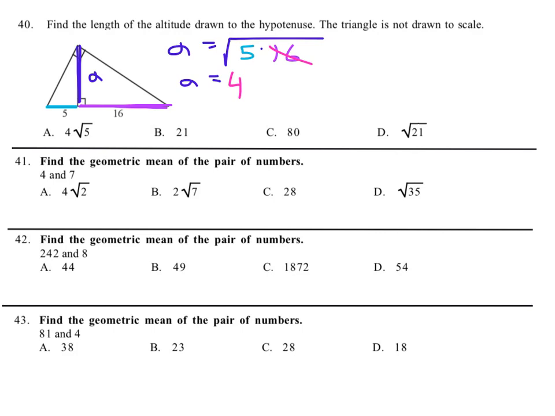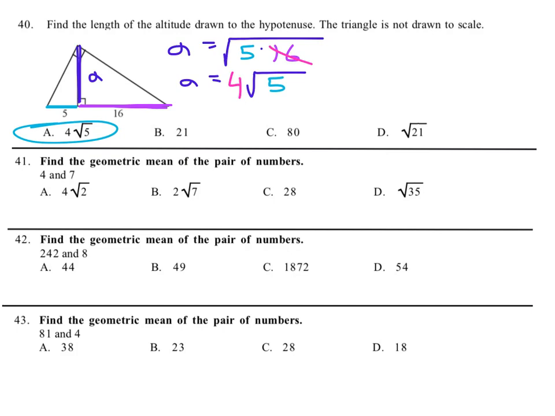Okay? And it's a fact that 5 is not a perfect square, and there's also no match pair. There's not a second 5 in there. So that's just going to stay in there as a 5, and we get 4 root 5, and that's A. Okay?